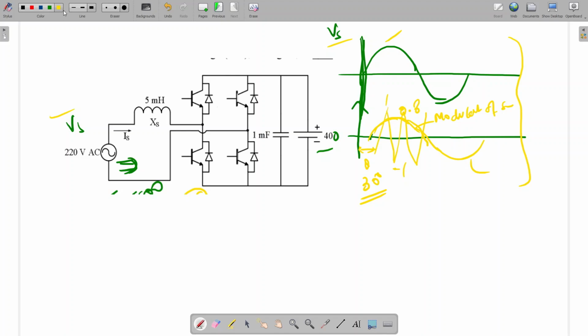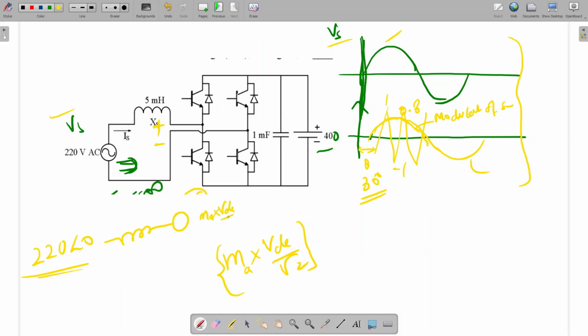So what we can do, we will calculate the fundamental voltage here. What will be the fundamental voltage? That will be MA into VDC by root 2. Is it clear? So we have 220 angle 0, with the reactance in between, and here the voltage will be MA into VDC by root 2 angle minus theta. Is it correct? Why will it be minus theta? Because the modulating signal is already shifted by theta.